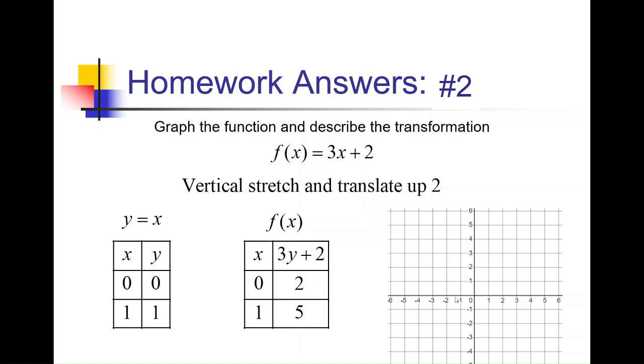And now I can just plot these and graph it out. So we have 0, comma 2, which is right there. And then 1, comma 5 is going to be up here. And then we can graph that. Just connect the dots with a line.